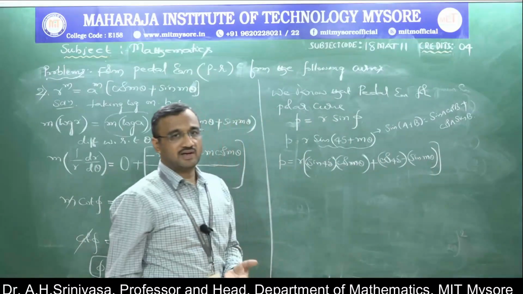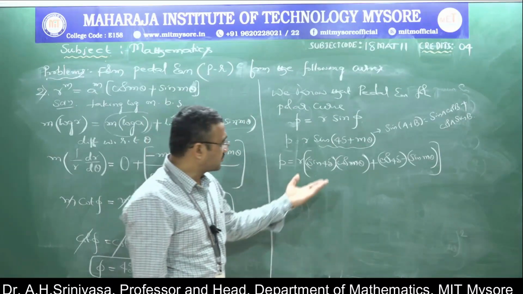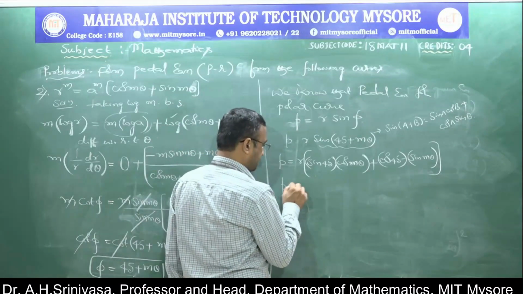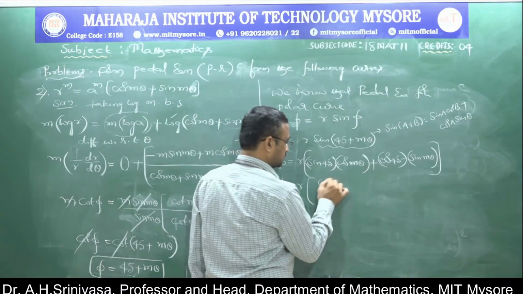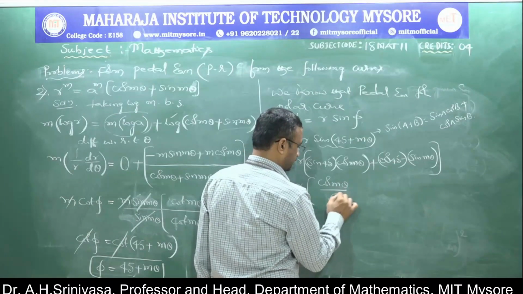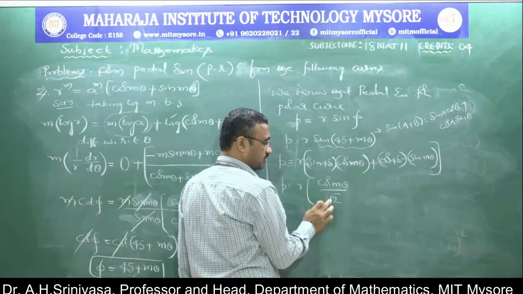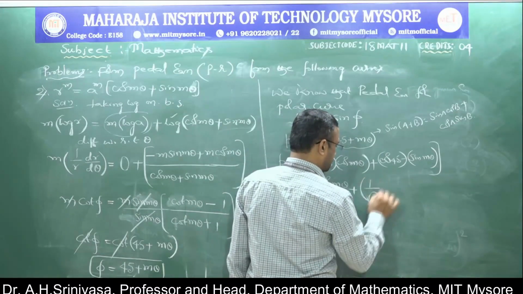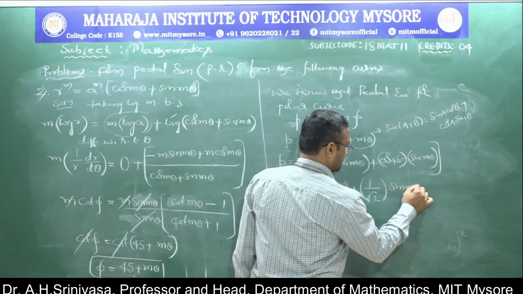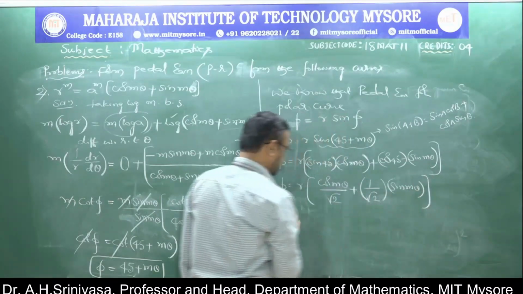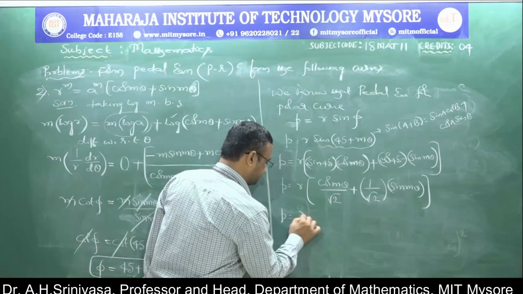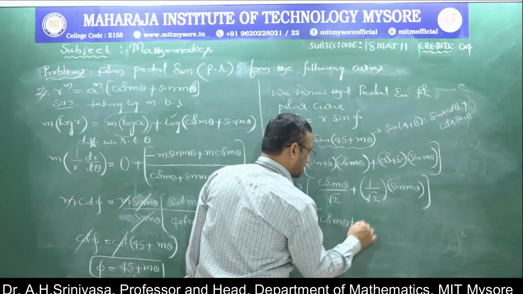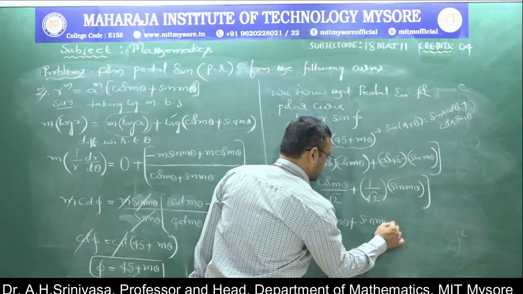Okay. We know the value of cos 45 and sin 45. The value of cos 45 and sin 45 is 1 by root 2. In place of sin 45 you put 1 by root 2, into cos m theta, plus 1 by root 2 into sin m theta. From these two take a common factor of 1 by root 2 outside. We have cos m theta plus sin m theta.